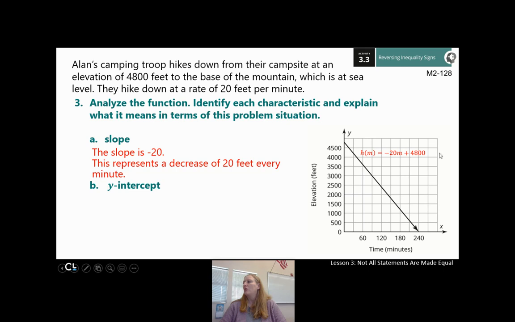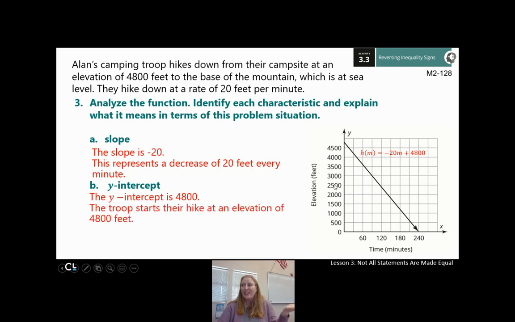Our y-intercept is, of course, the guy hanging off the end. That's our 4,800. You know what this means. This is where they started, right? That y-intercept of 4,800, the troops started their hike at an elevation of 4,800 feet. So that's why that's our y-intercept.